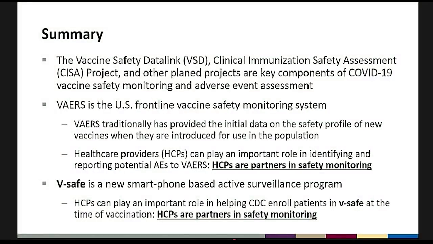Next slide. Next slide. So in summary, VSD and CISA and other planned projects are key components of COVID-19 vaccine safety monitoring and adverse event assessment. VAERS is the U.S. frontline vaccine safety monitoring system. It has traditionally provided the initial data on the safety profile of new vaccines when they are introduced for use in the population. Healthcare providers can play an important role in identifying and reporting potential adverse events to VAERS. Healthcare providers always have been, they are right now, and they will be our partners in safety monitoring, and we depend on healthcare partners to identify and report adverse events to VAERS.